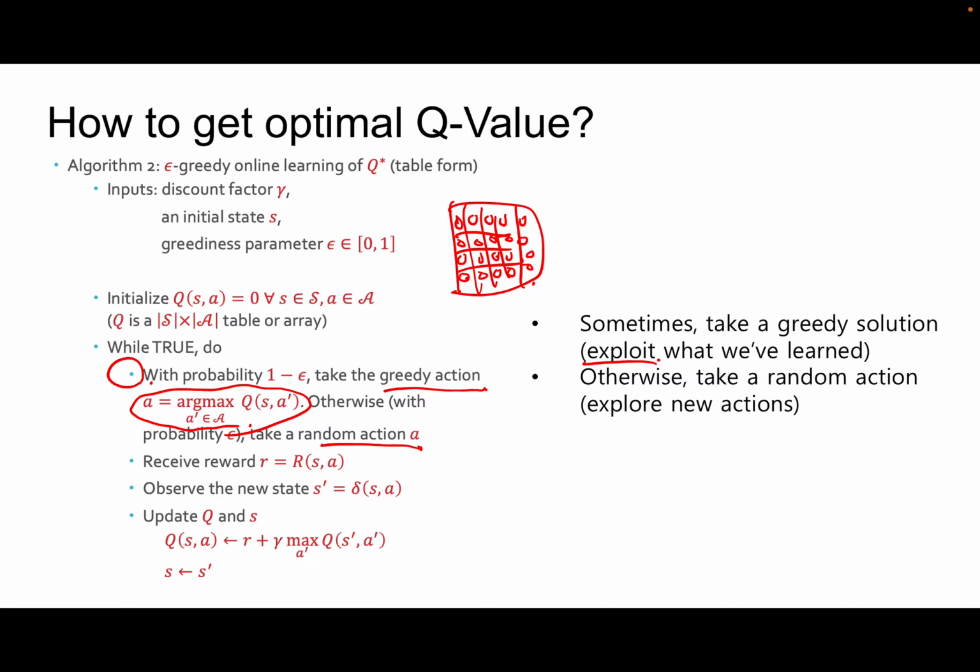But always taking the greedy solution will lead to local minima, because we need to explore the environment, so with some probability we take a random action, to explore new actions. So there's a hyperparameter called epsilon to balance exploitation and exploration.